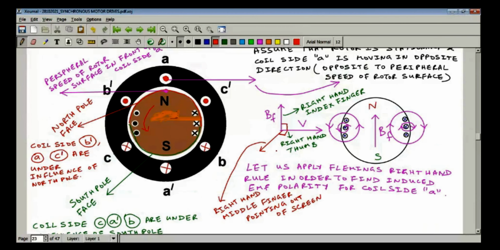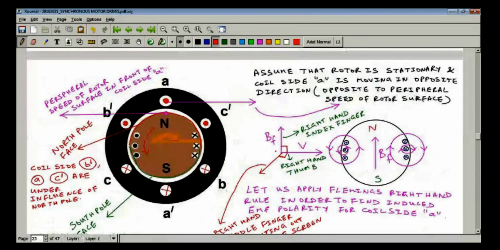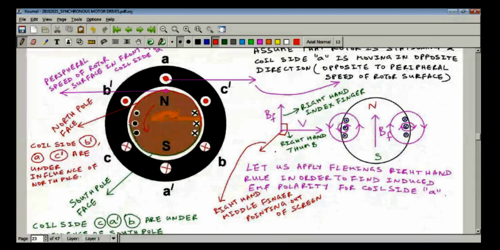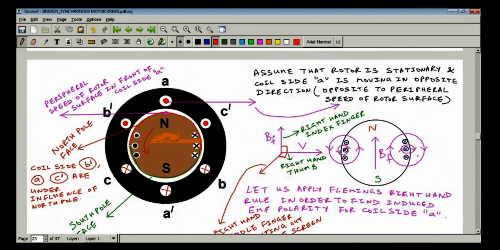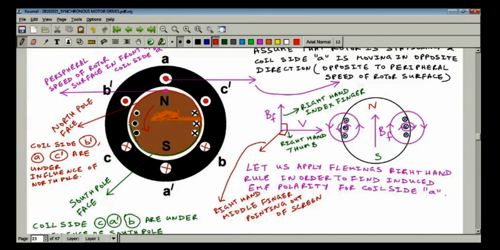Nevertheless, you can still apply the Fleming's right hand rule, but you have to be careful. You have to apply the Fleming's right hand rule in a modified way. You cannot apply directly, because here the field is itself moving. The field is on the rotor. Rotor is moving, so magnetic field is moving. And the coil sides, the conductors in which EMF is to be induced, are stationary because they are in the stator. So that is the reason we have to apply Fleming's right hand rule in a modified way. You have to assume that rotor is stationary and coil side is moving in a direction opposite to the peripheral speed of the rotor surface. So that way you can apply that Fleming's right hand rule. So I am stopping up to this point only.